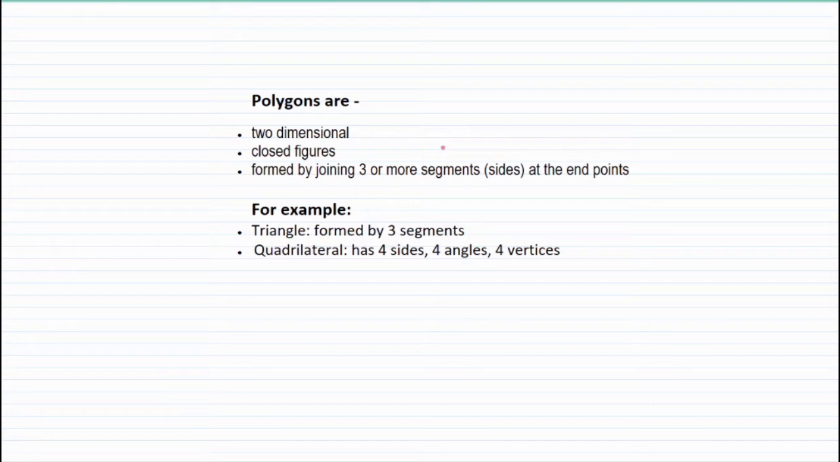Before moving to quadrilaterals, we need to understand polygons. Polygons are two-dimensional closed figures which are formed by joining three or more segments or sides at the endpoints. For example, a triangle is formed by three segments or three sides, three angles, and three vertices. Quadrilaterals are also polygons which have four sides, four angles, and four vertices.